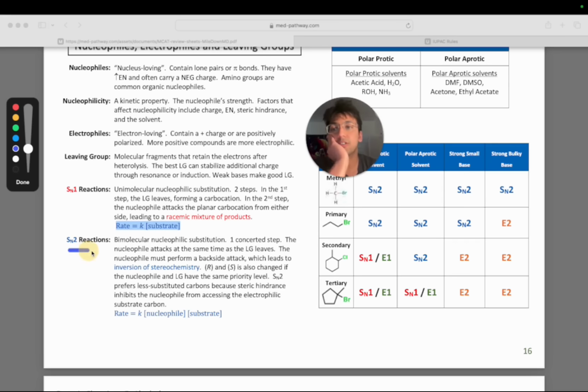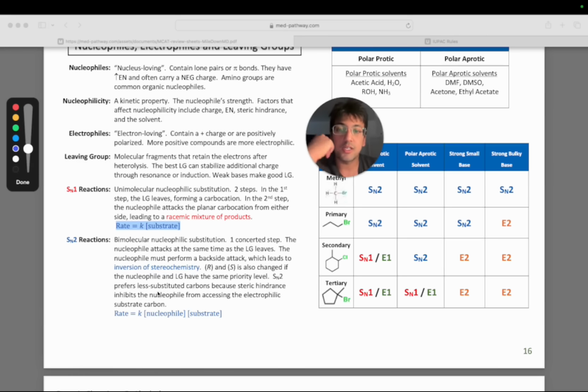Next, you'll have Sn2 reactions. Sn2 reactions all happen in one step, and the nucleophile attacks at the same time the leaving group leaves, and the nucleophile is doing a backside attack. So basically what that means is initially if the particle with that leaving group is in an S configuration, now the nucleophile attacks, and this is going to change the configuration into an R configuration. So there's an inversion of stereochemistry. MCAT likes to ask you about that.